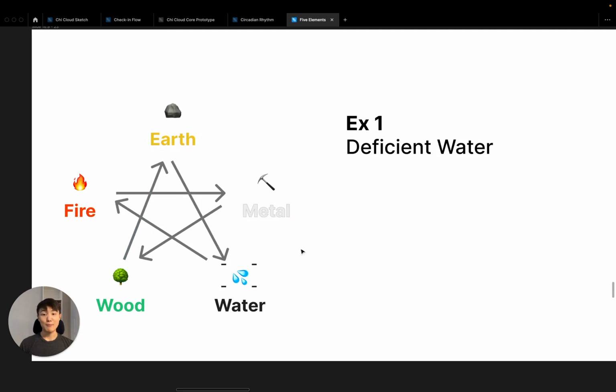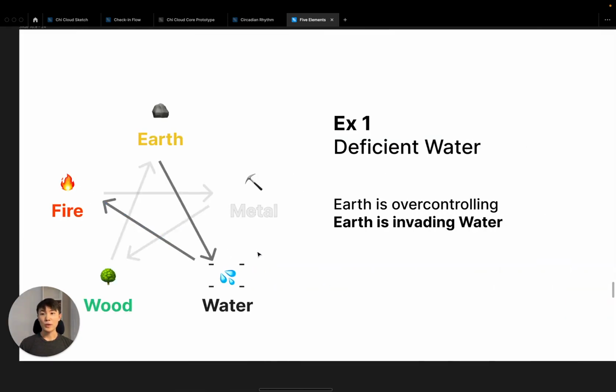So let's go over example 1. A deficiency of water. So when we have a deficiency of water, we look at the controlling cycle. We look at who it's being controlled by and who it is controlling. So we can see that because water is deficient, earth is therefore overcontrolling water because water isn't at its usual state. So we call that earth invading water.